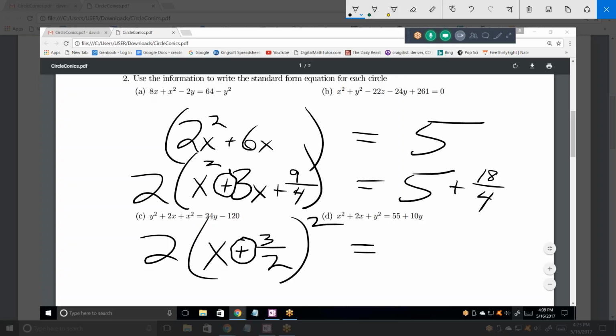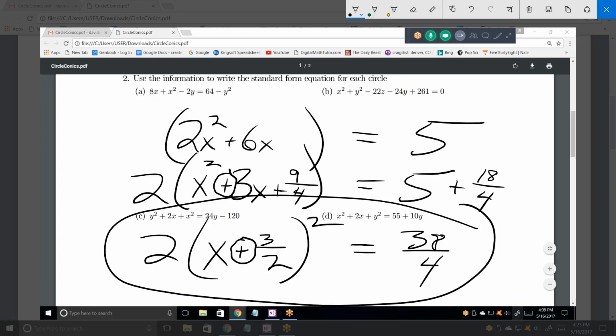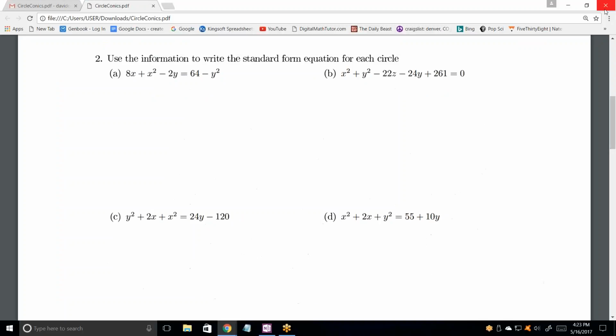Over on the right side, I have to add 18/4 to 5. That's 38/4, and that's what I ended up getting. The only reason I made this problem up was to show you that sometimes completing the square can be extra difficult. Now, I don't see any problems on here where the coefficient of the squared term is anything other than 1. So you may not have to deal with that.